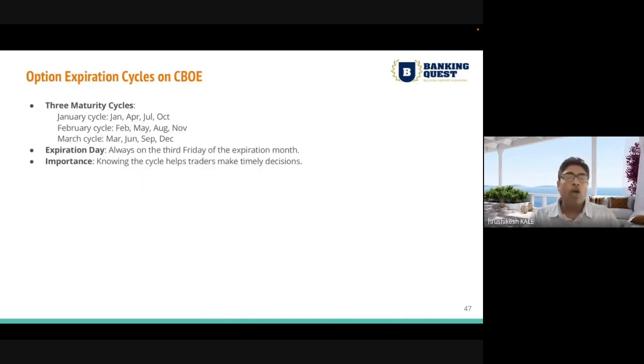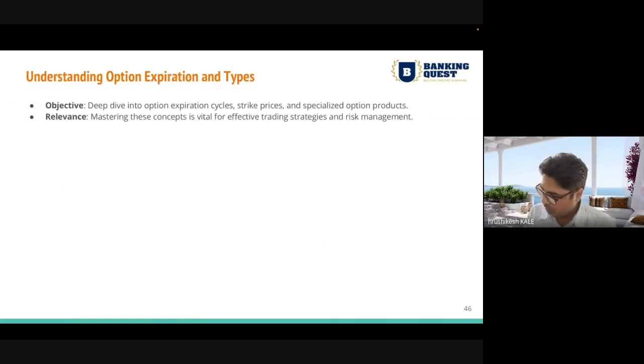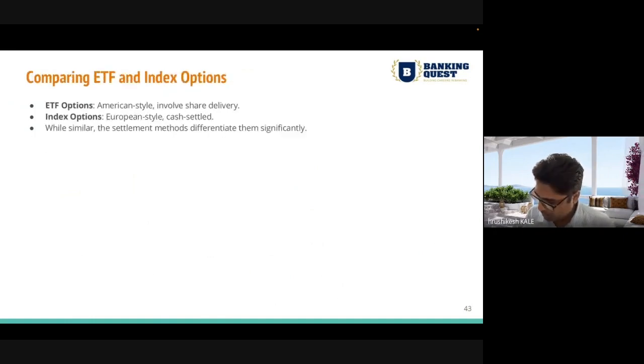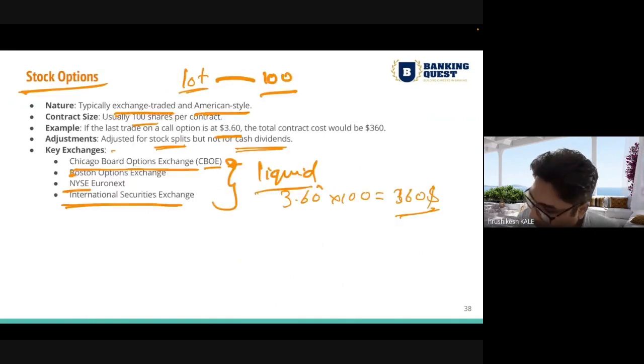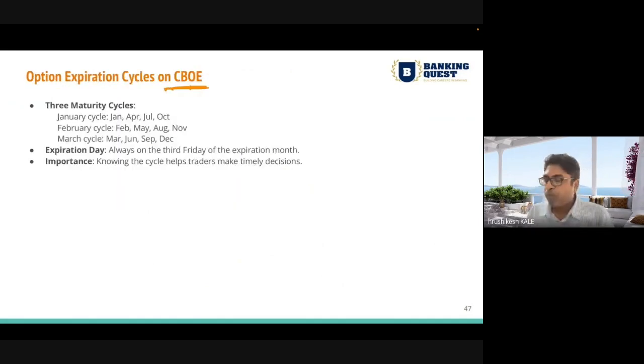Option specification in trading. Yes. Now, options on the Chicago Board Options Exchange. Okay. Let me just check. Chicago Board Options Exchange. No, that's correct.